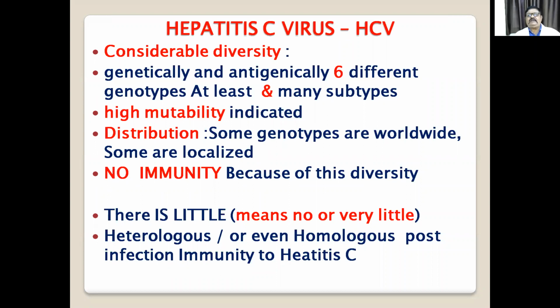So, distribution, some genotypes are worldwide, some are localized. And this is the reason why no immunity is there, because of this diversity. There is no or very little heterologous or even homologous post-infection immunity to hepatitis C. So, any number of transfusions you take, still you will be susceptible to hepatitis C virus. In fact, more number of transfusions, more chances of HCV because each time you get a different mutant.